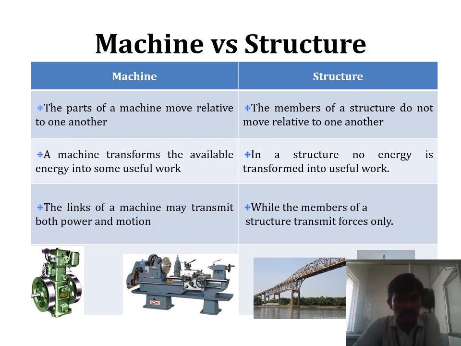Next we see the difference between a machine and a structure. What does machine mean? The parts of a machine move relative to one another, but a structure does not move relative to one another. A machine transforms energy into useful work, but in a structure there is no energy transformed into useful energy. The links of a machine may transmit both power and motion, whereas a structure only carries the load.